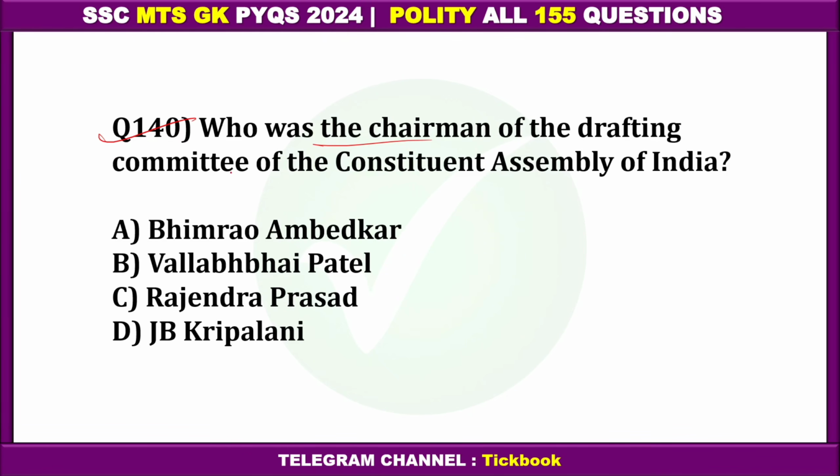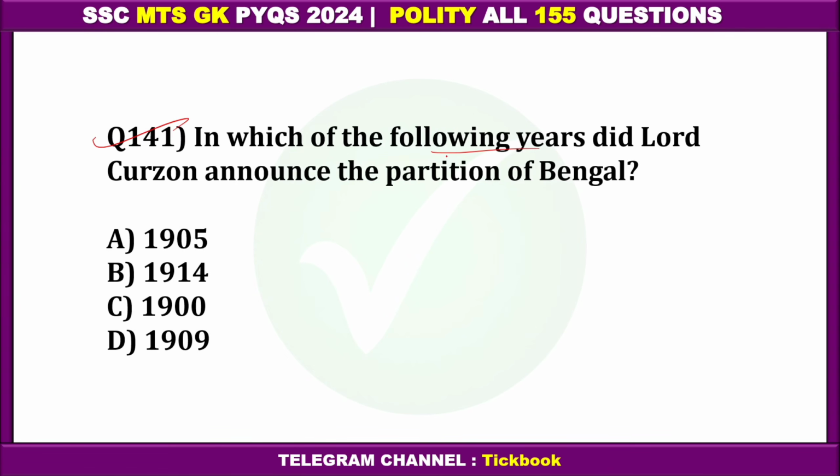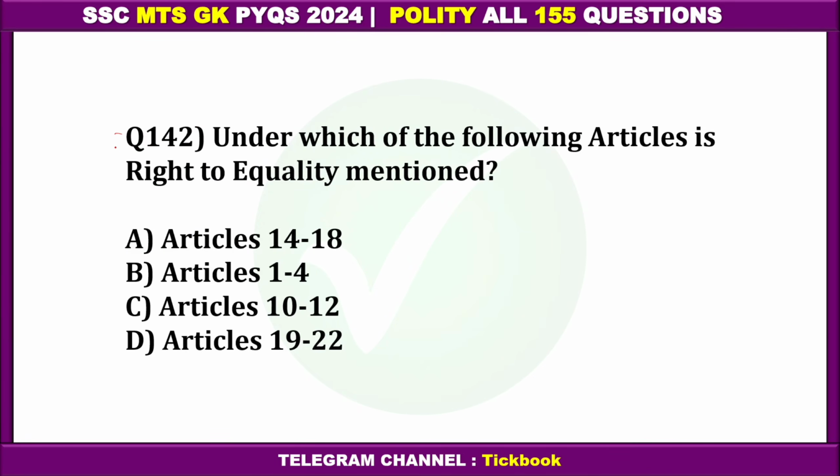140. Who was the chairman of the drafting committee of the Constituent Assembly of India? Who was the chairman of the drafting committee? Very easy. Number A, Bhimrao Ambedkar. 141. In which of the following years did Lord Curzon announce the partition of Bengal? Option number A, 1905.